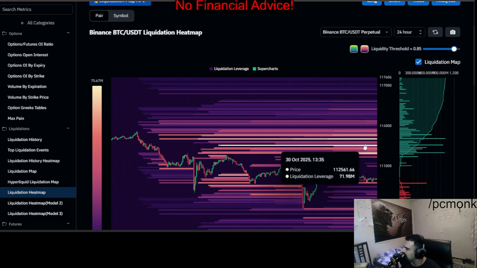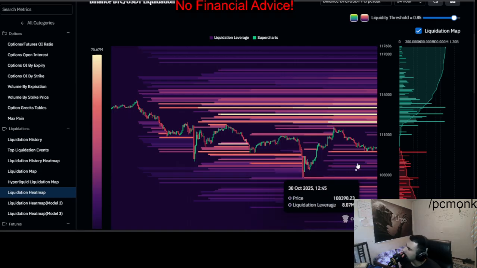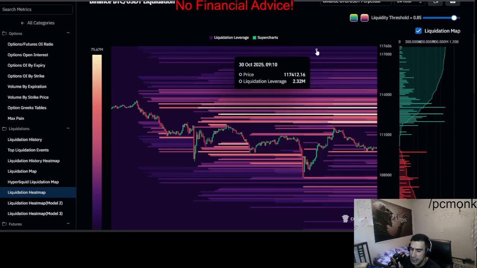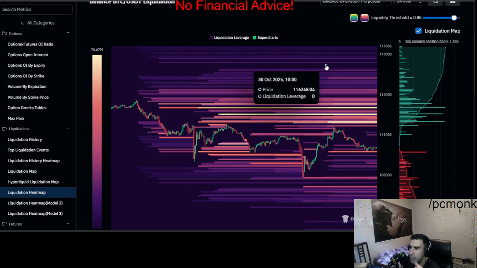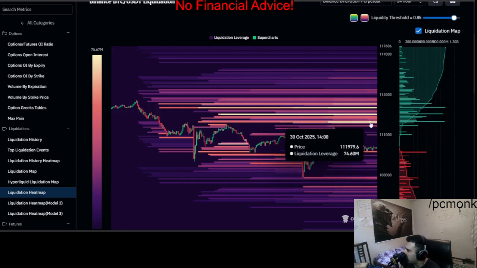For example, on this cluster, if we move up all the way to $112,561, we will liquidate 71 million in just one cluster, and that is the cluster. Now, towards the downside, right now you can see there's not much liquidation, right? But here's a catch. The liquidity threshold, meaning how much is going to get taken from the market when we hit that liquidation point, okay? That's the threshold. It's high now, so it only shows you the high ones.